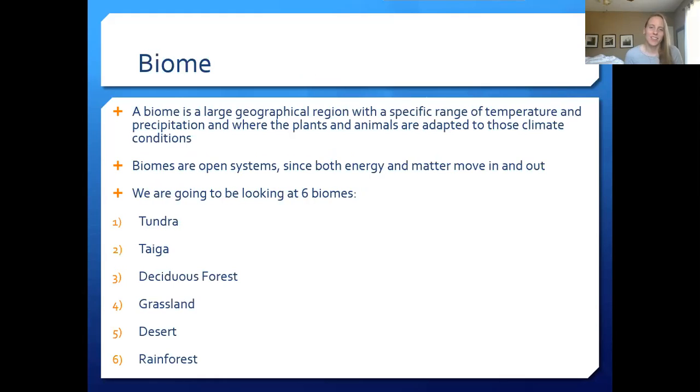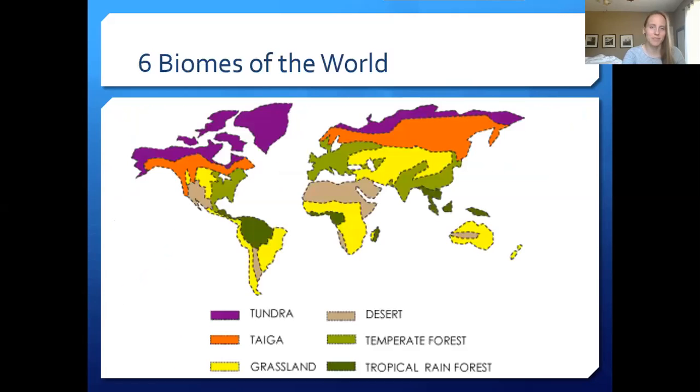So a biome is just a large geographical region with a specific range of temperature and precipitation, and where plants and animals are well adapted to those conditions. The reason it's important that the plants and animals are well adapted to the conditions is because it means that that climate has been stable for a long period of time, and therefore that it's an accurate representation of that biome. The 6 different biomes that we are going to be looking at are the tundra, the taiga, the deciduous forest, grassland, desert, and rainforest biomes.